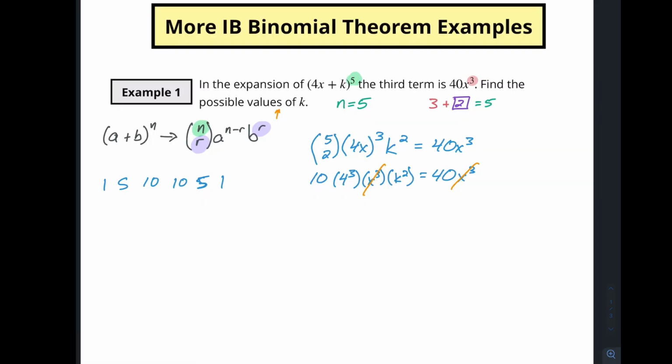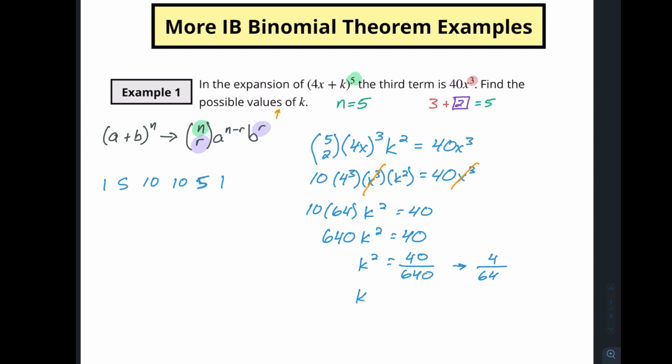So I've got to now solve. I've got 10 times 4 cubed, which is 64, times k squared, and that's going to equal 40. So that gives me 640 k squared equals 40. I'm going to divide both sides by 640. So I've got 40 over 640. I can do a quick simplification of that to 4 over 64, just dividing both by 10.